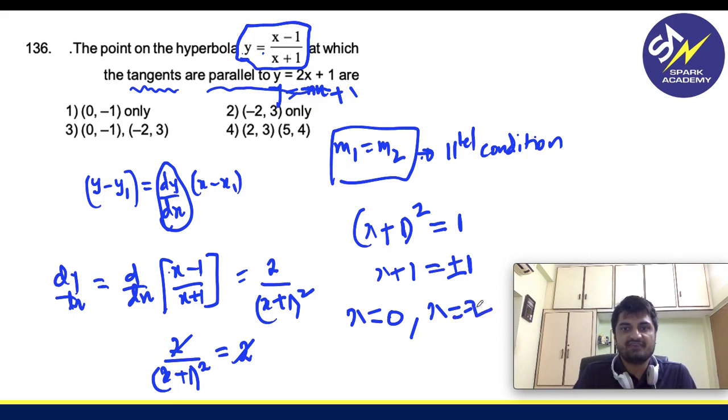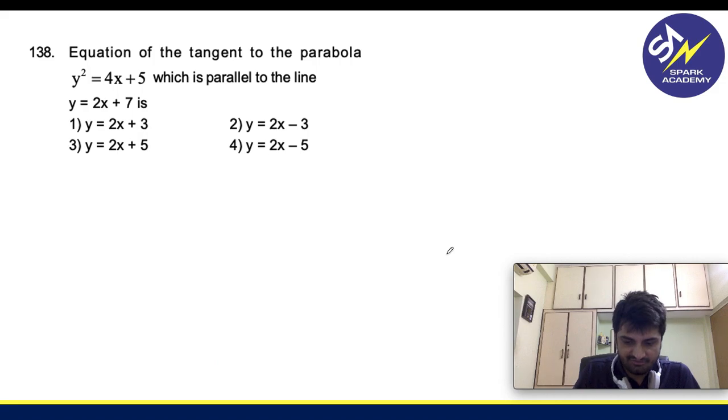Which option has x value 0 or -2? Only the third option, right? And this, if you substitute back, you will get your y values, right? That's how it is, everyone. The point on the hyperbola is set. So this, if you substitute back here, you will get your y values.